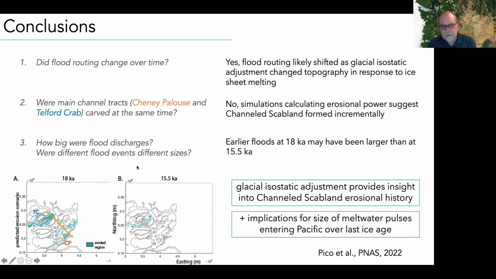Thank you, Tamara. Excellent presentation. Just fascinating new research on the scabland. Questions from the audience for Tamara?